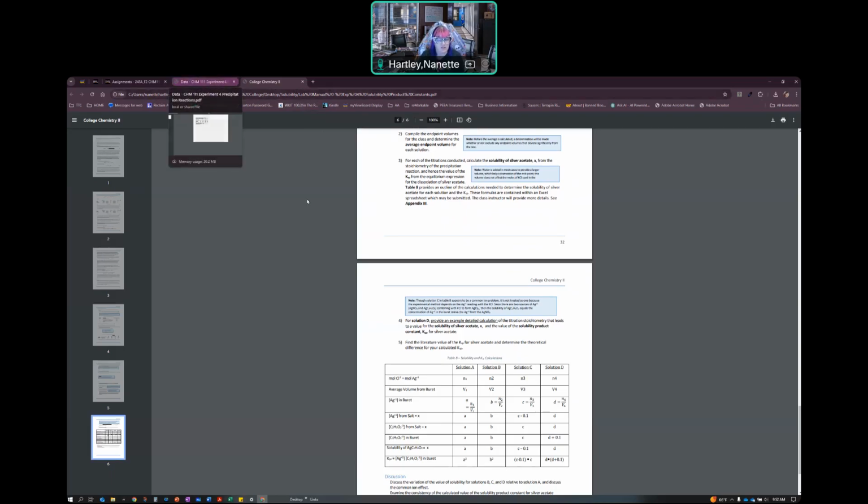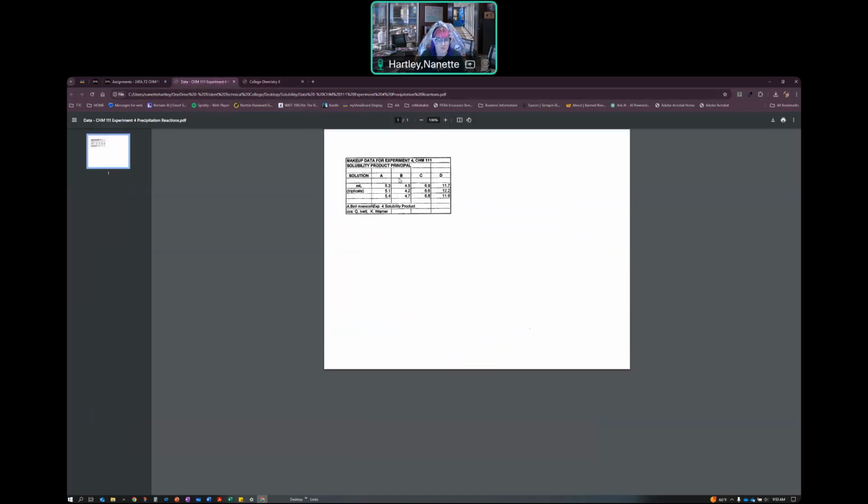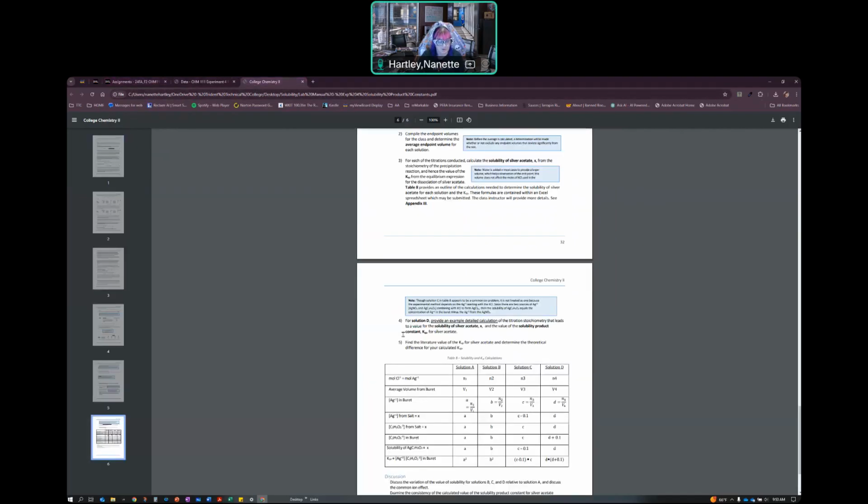Those are the calculations that we're going to be looking at, and we do that for each of these solutions: solution A, solution B, solution C, and solution D. That's what we're going to be doing for our calculations based on the numbers we've been given. So that's the assignment that you have. This is the data you've been given, and those are the calculations you're going to do based on the information in this table.